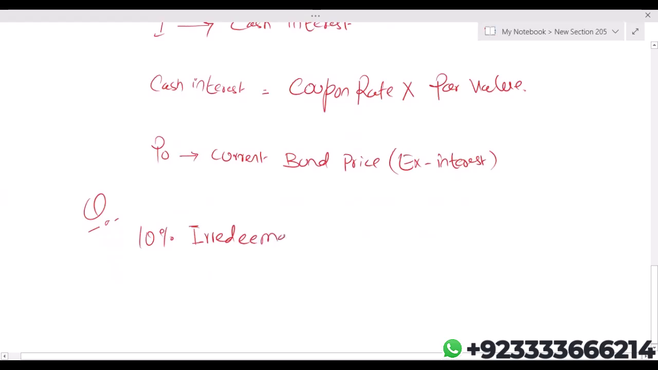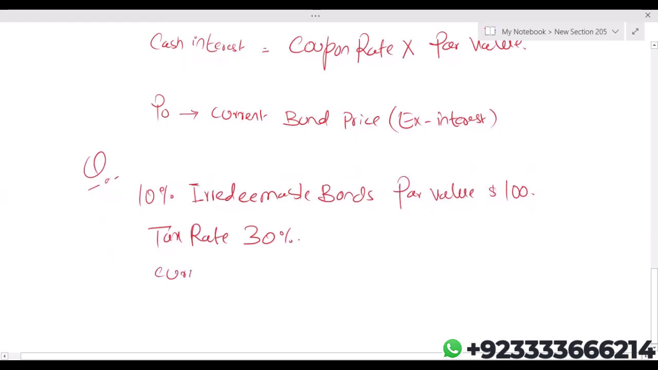Let's say we have 10% redeemable bonds. Par value is 100. Tax rate 30%. Current bond price 118, cum interest. Students, I want everyone to calculate KD1 minus T quickly. You have just 2 minutes to do it.